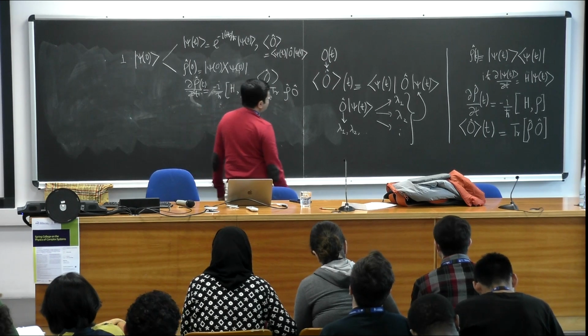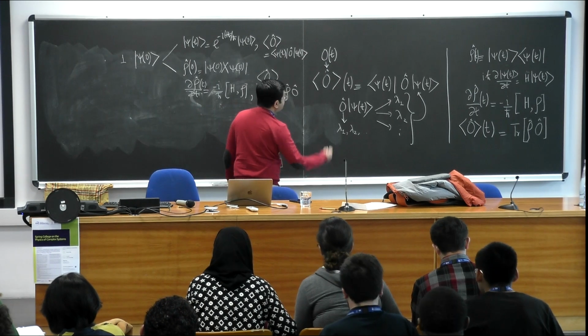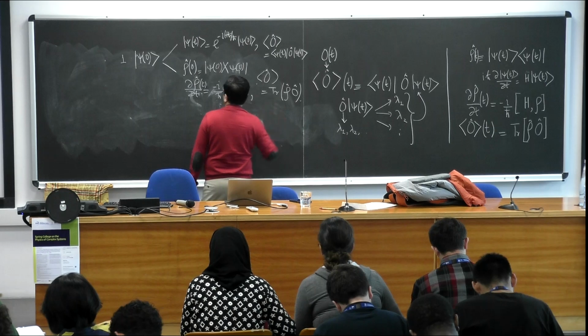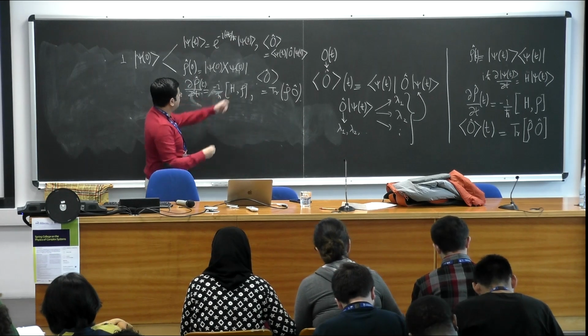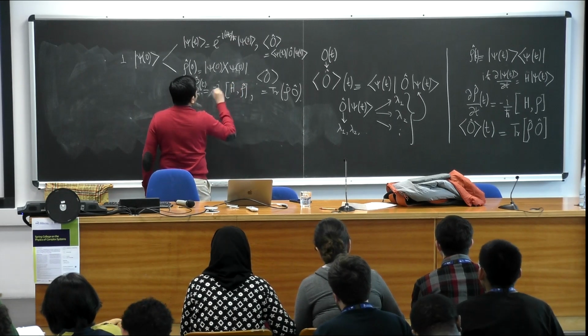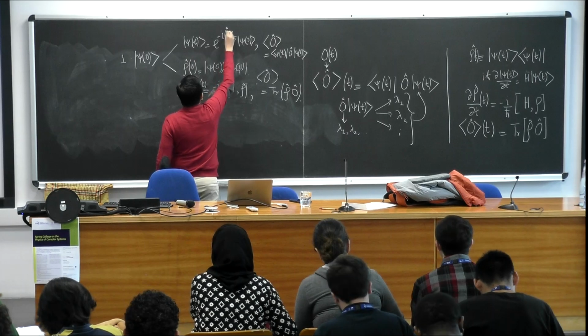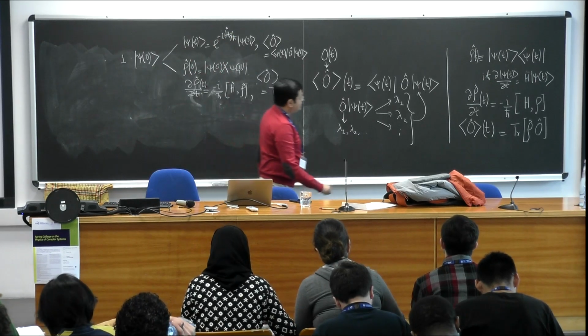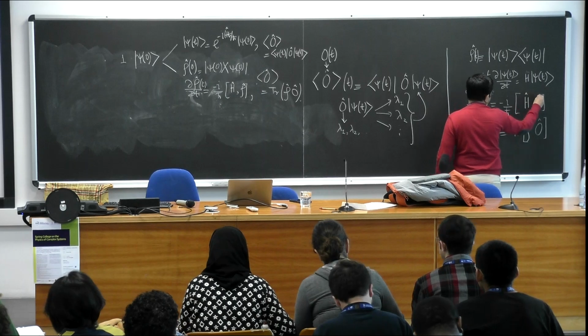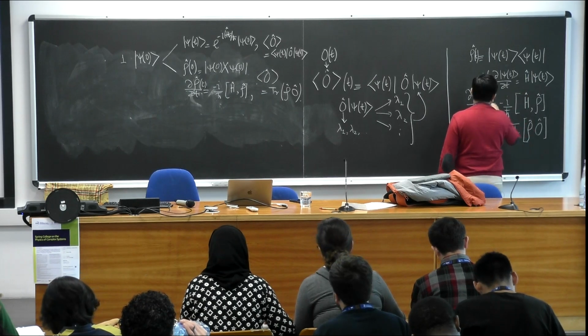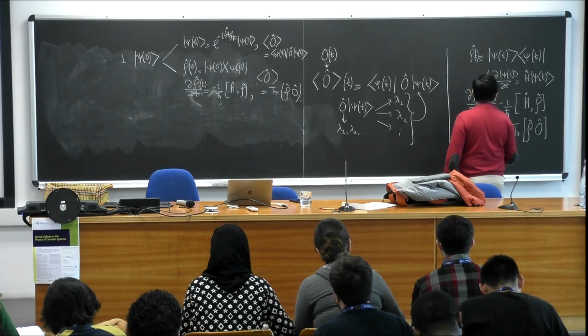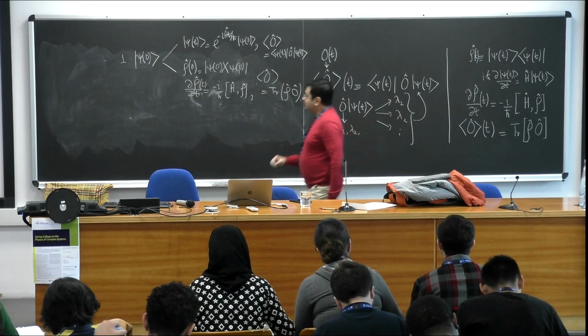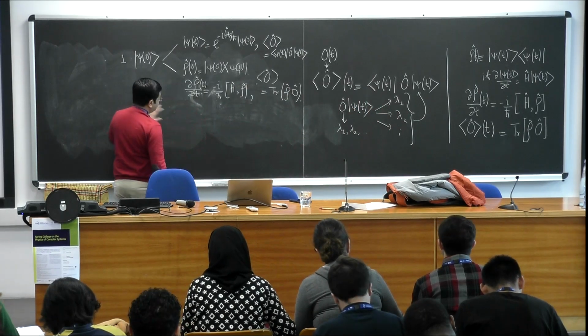Sometimes I am putting a hat, sometimes I am not putting a hat. For rho I am putting a hat. H is, by the way, an operator, so maybe I should put a hat. Eventually I will get rid of the hats, because you may grumble that on this side I have an operator, on this side I don't have. Okay, so this is easy.